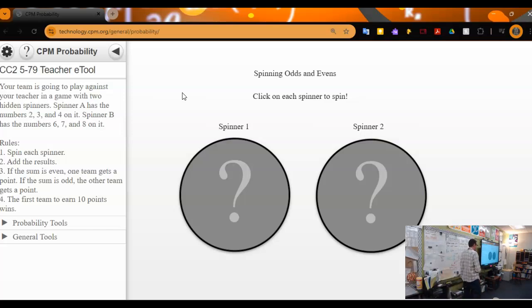The rules are: 1. Spin each spinner. 2. Add the results. 3. If the sum is even, one team gets a point. If the sum is odd, the other team gets a point.